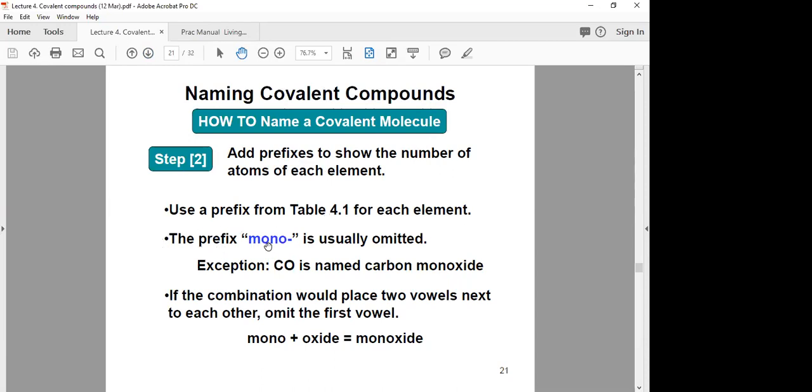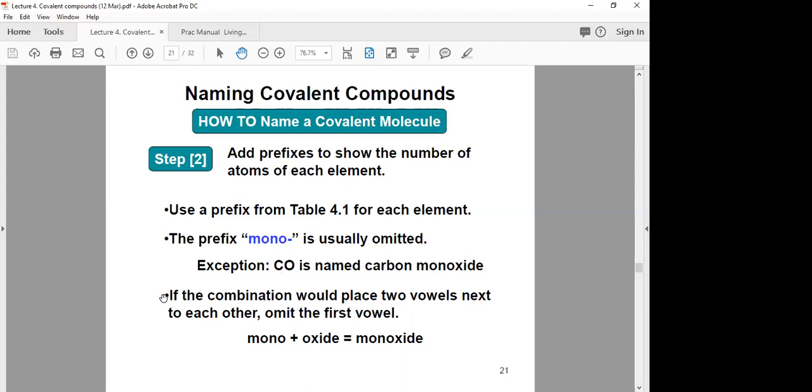If you need to use the prefix mono, indicating only one atom of a particular element, you can normally just leave that out. One exception to that rule is CO, carbon monoxide. So in the name of this particular molecule, we actually specify that there is a single oxygen there. And of course, you can imagine why, because carbon monoxide has to be distinguished from carbon dioxide, which is CO2.